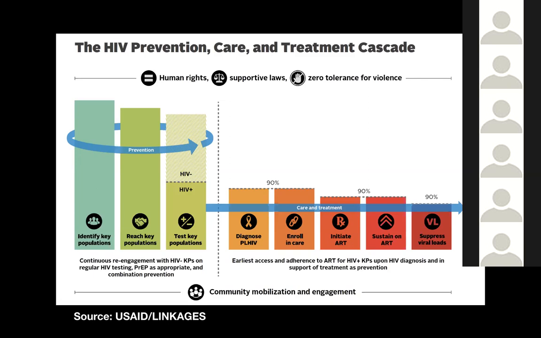And secondly, I think it's important to point out that community mobilization and engagement at the bottom is really quite important if we want to keep people retained in care. And similarly, there is no PrEP program without community empowerment. Those are the two principal takeaways from this chart in particular.